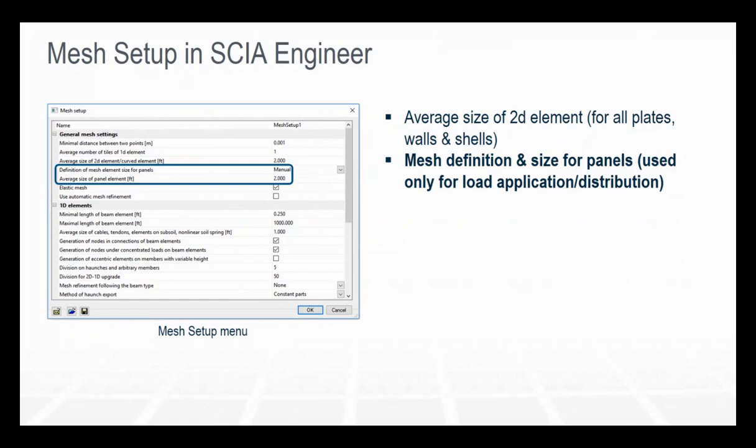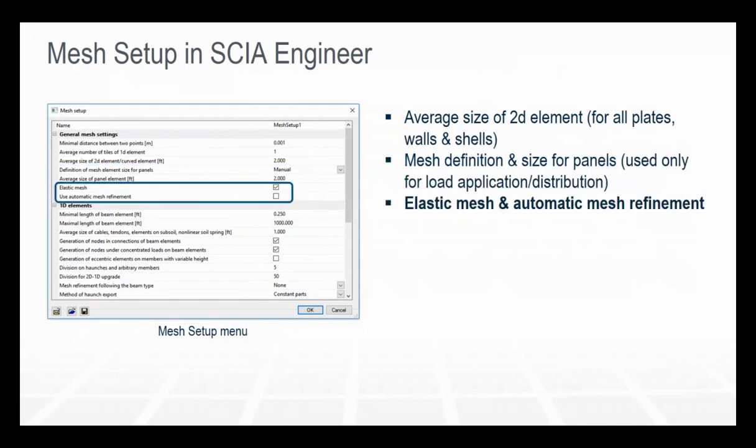Panels are a little different than the mesh that we use for plate or shell or wall elements. Panels are actually used to distribute load. They are another type of 2D element, but they don't have any stiffness. They're just used for load application or load distribution. And so we can also set the panel definition in that case.